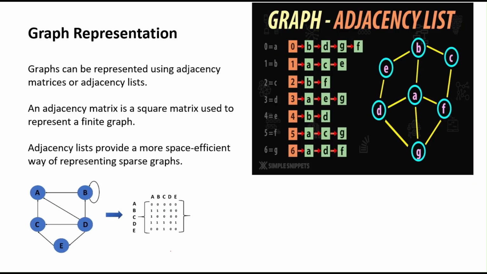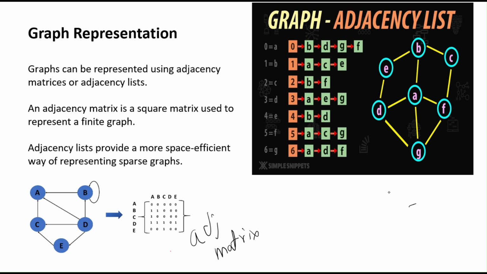Next, graph representations. There are two kinds of representations of graphs: the adjacency matrix representation and the adjacency list representation.